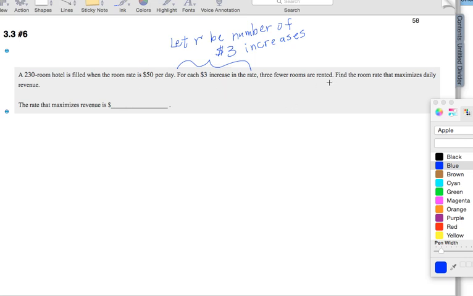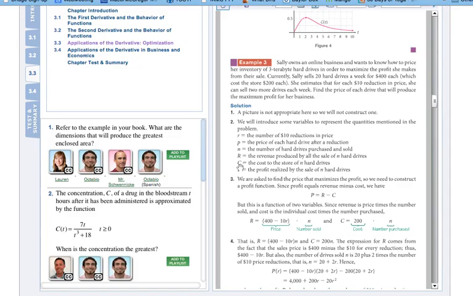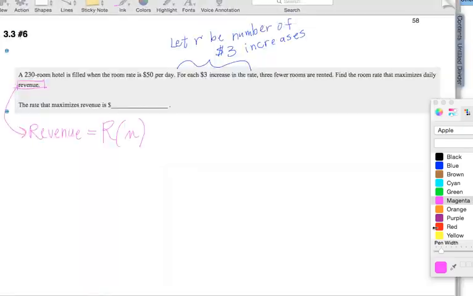What we're trying to do is find the room rate that maximizes daily revenue. So let's go ahead and think about, what does revenue mean? Like, just generally, how do you compute revenue? Typically in this class we let revenue be capital R. Often it's R of X. In this case let's use R of N, because that's what they do right here. Lowercase n is the number of hard drives produced and sold. So in our case, let N equal the number of rooms rented. The revenue is a function of the number of rooms that are rented.